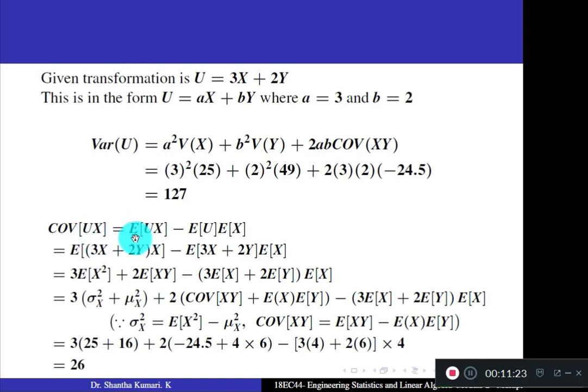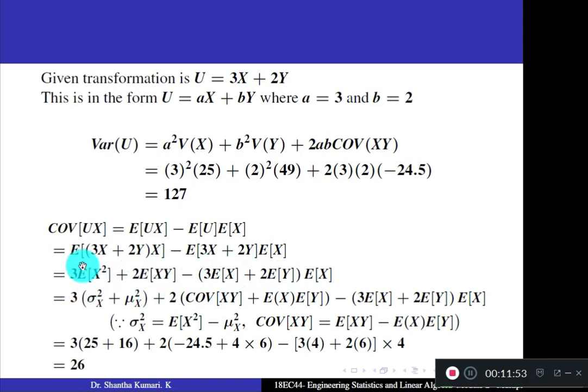It is nothing but expectation of the product minus expectation of u into expectation of x. Just recall the definition of covariance. Now substitute. What is your u? U is nothing but 3x plus 2y, given transformation, into x, minus expectation of u, which is expectation of 3x plus 2y, into expectation of x.